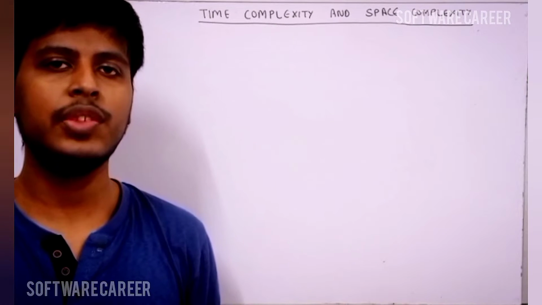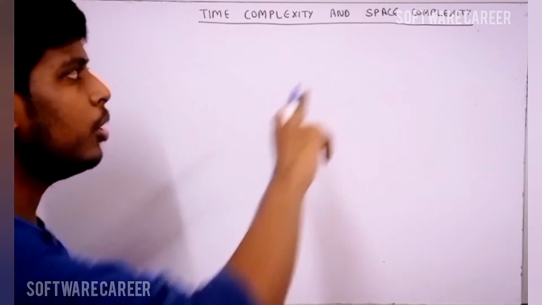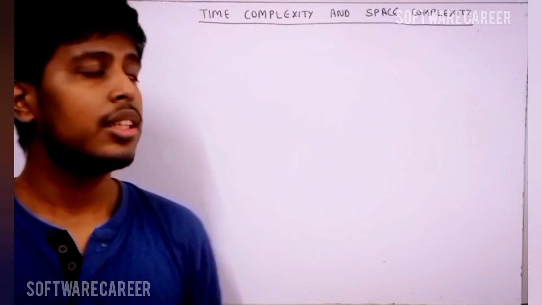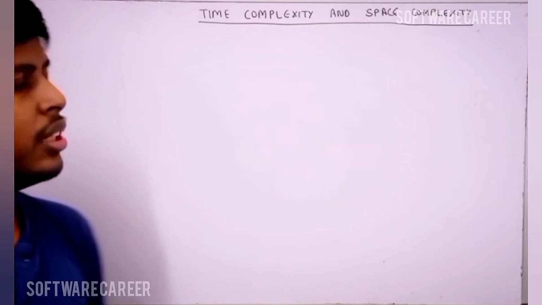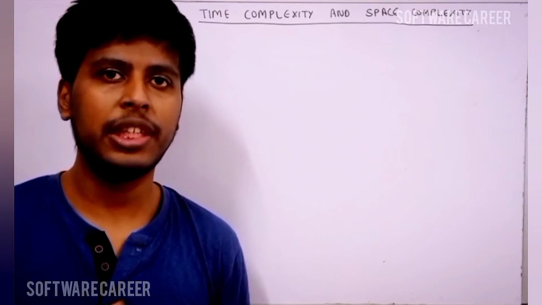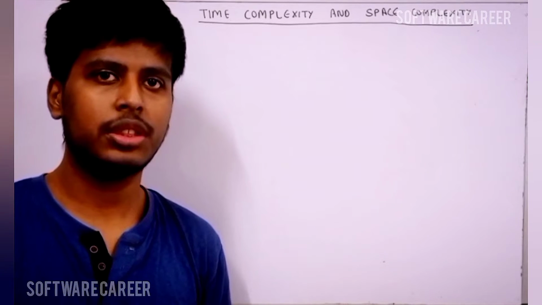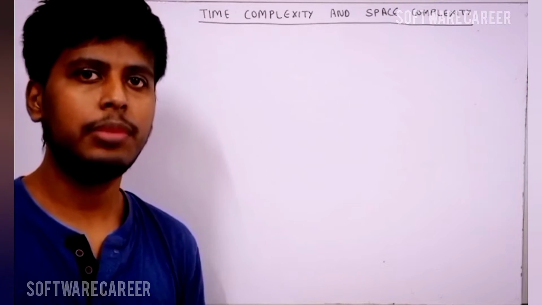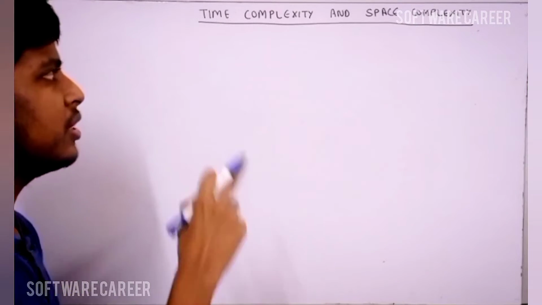Hello everyone. In this video I am going to teach you about what is time complexity and space complexity. Time complexity is how much time the program takes to complete its code till its execution, that is till its runtime. How much time it takes, that is called time complexity.